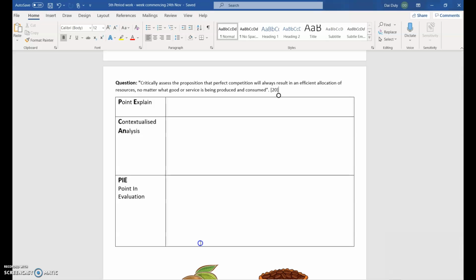So in terms of this, you're going to have to explain why perfect competition is efficient. Find an angle, find an argument, provide the contextualized analysis, and then evaluate that. So the top of page 28 will help you enormously. This is absolutely crucial, developing the skill. So make a really good start with it.